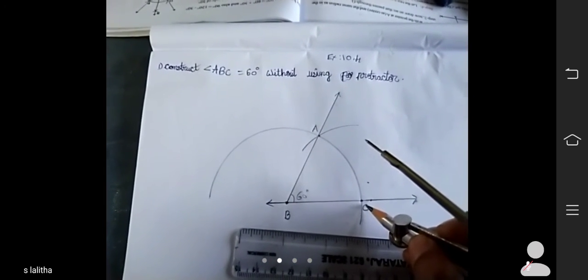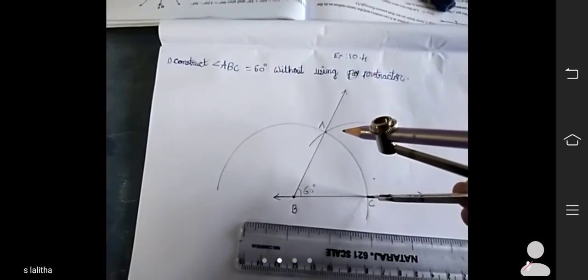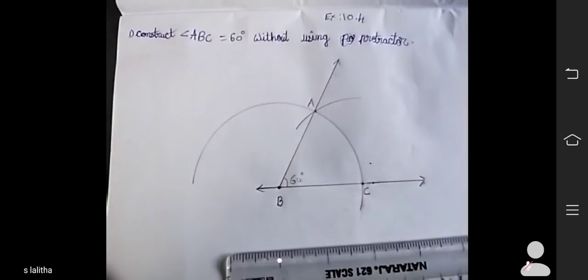Did you understand? Now, same radius. You have to take the same radius. From C, you have to draw another arc. Now, this arc and this arc will be intersected here. So, you have to put the point A and join the line to B. Did you understand how to draw?